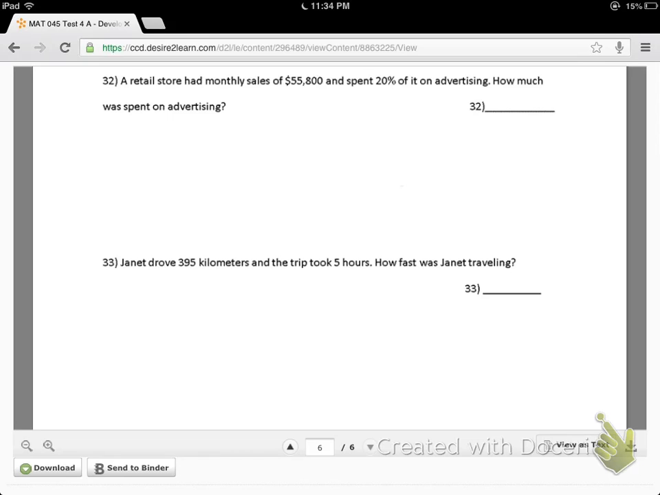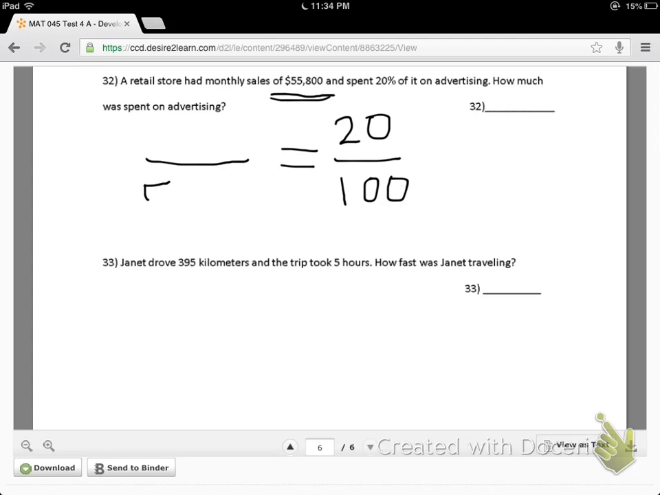Right, here it is. Remember, 20%. Here's the proportion. 20 is always over 100. Remember, part over whole, percentage over 100. So what is this? Is this the part or the whole? Well, this is the total monthly sales. Just a bit of it is going to be spent on advertising. So that 55,800 is the whole amount of revenue, or whatever you want to call it. That's the whole. What you're looking for is the part that's spent on advertising.